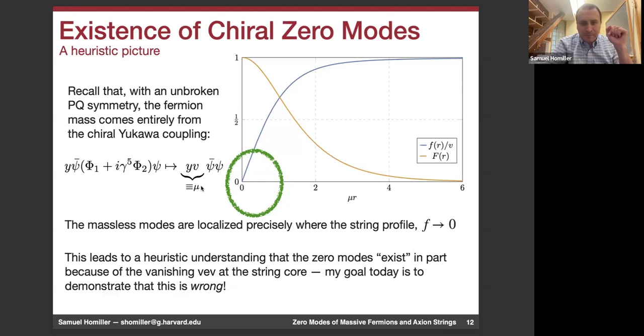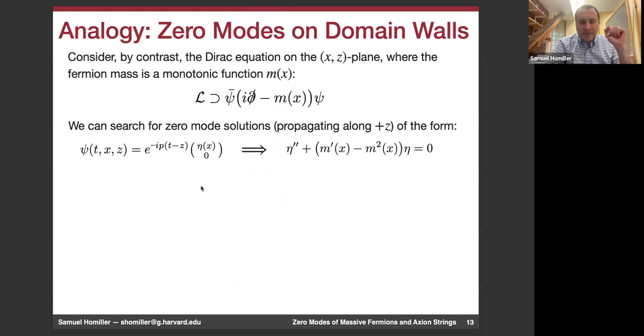Okay. All right. So first, let me give you one other analogy and explain why this kind of intuition, that the mass goes to 0 here and that's why you expect to have zero modes localized there, is not a crazy intuition to have. There is a different example where that's exactly what goes on. So instead, consider the Dirac equation in 2 + 1 dimensions, where I take the fermion mass to be some monotonic function, m of x.